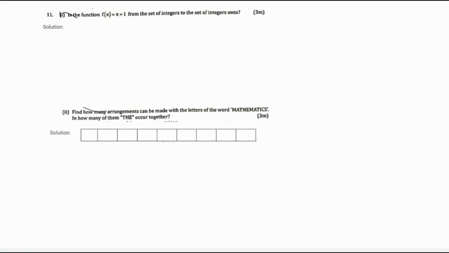Now, moving on to the next question: find whether the function f of x equals x plus 1 for the set of integers is onto. So proof: let it be onto. Let x belong to Z, there exists y belonging to Z such that f of x equals y.